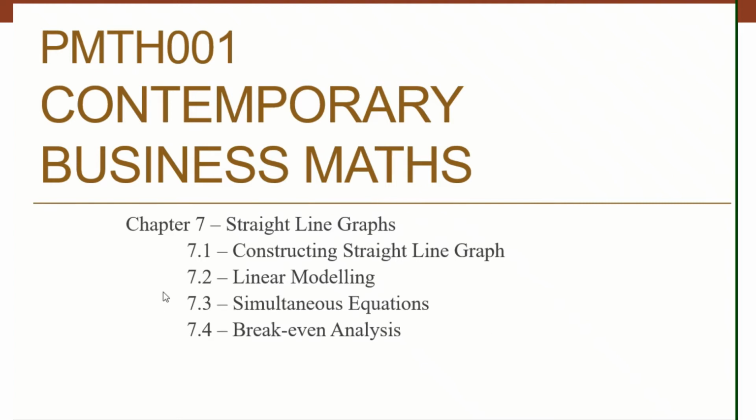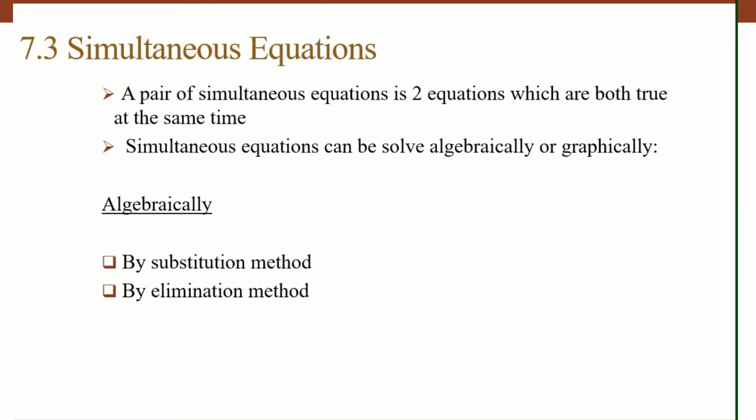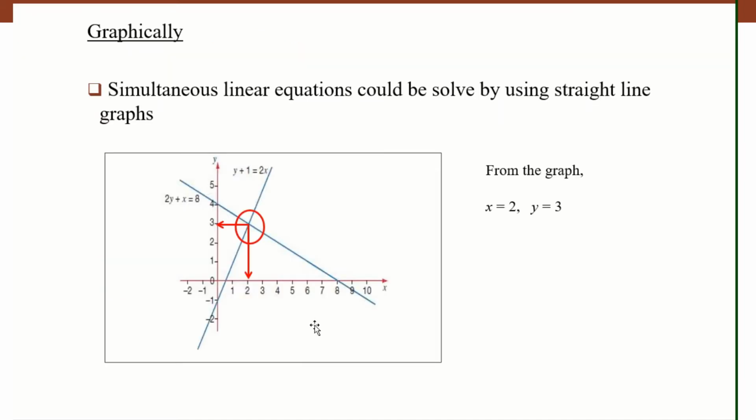Okay, in this video, I will cover 7.3 and 7.4, which is simultaneous equation and break-even analysis. For simultaneous equation, in school, you would have used a substitution or elimination method to solve the equation, or you can use graphs. When two graphs intersect, you equate both the equations, and you can get the coordinate from there. For now, we're actually going to use our calculators to solve it.